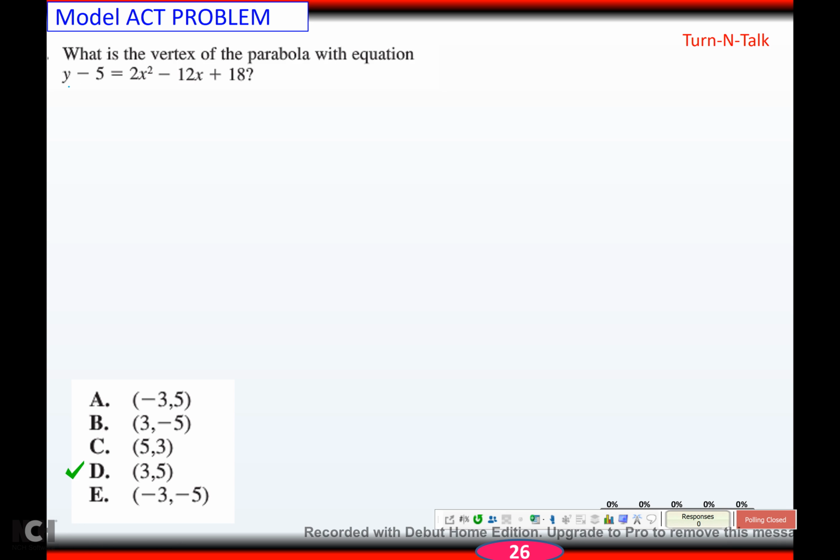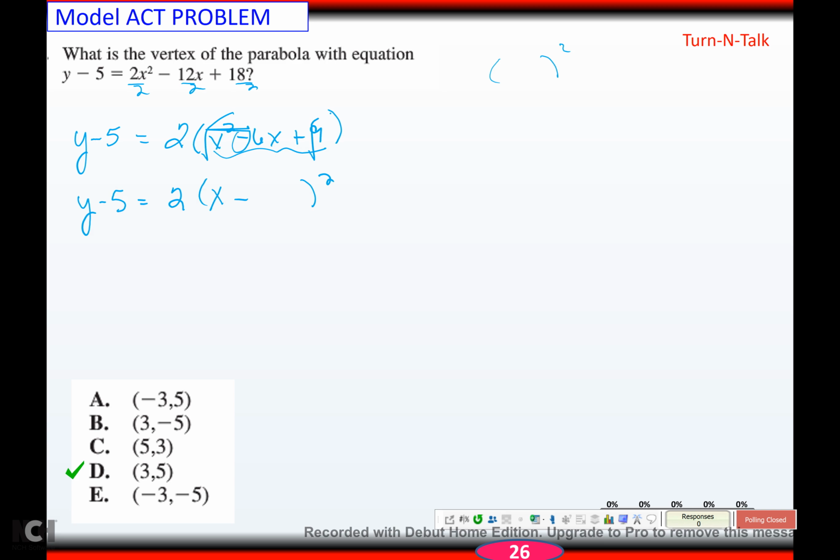I notice on this, I've already got the y minus k, so I don't want to mess with that. On this side, I somehow need it to be a perfect square. So GCF that 2 out. Divide by 2, by 2, by 2. I'd get x squared minus 6x plus 9. This is a perfect square, so y minus 5 equals 2 times the quantity. The square root of x squared is x. The sign in the middle is minus. The square root of 9 is 3. Okay, that makes h equal 3 and k equal 5. So my vertex is h, k, which is (3, 5).